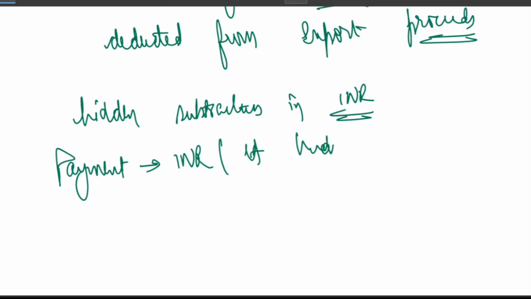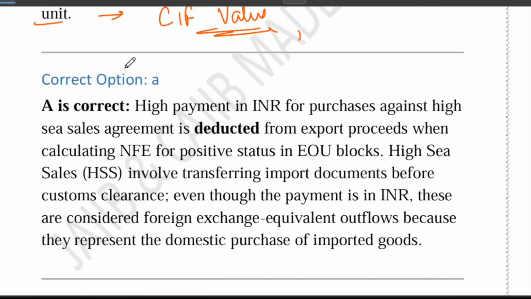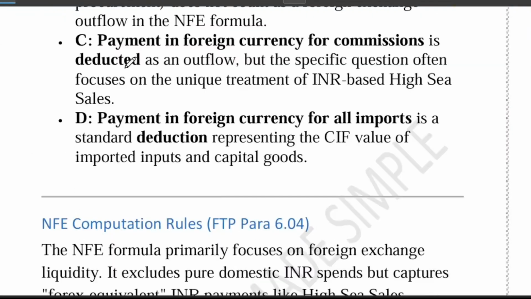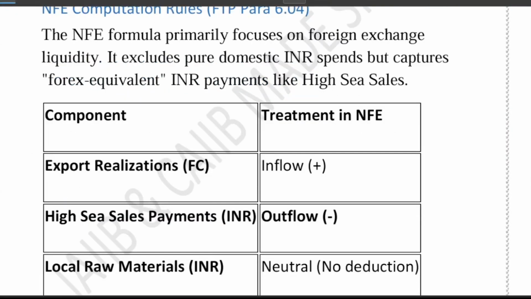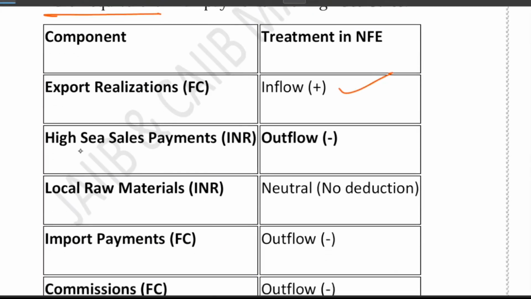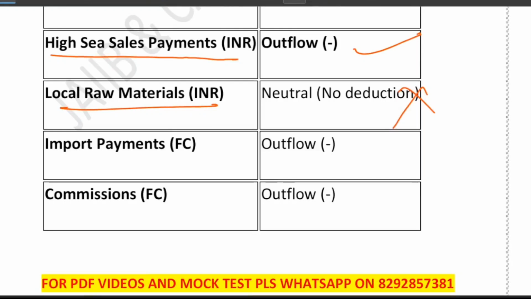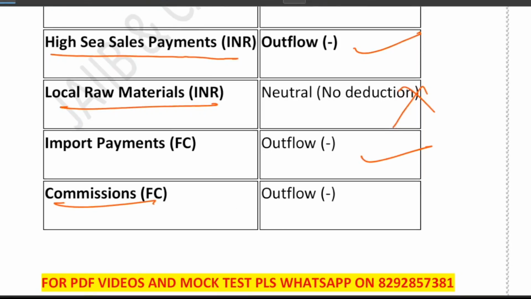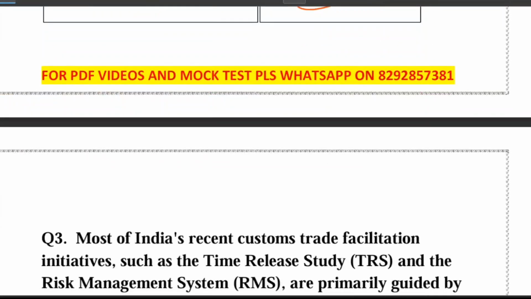So subtract it. What we have discussed so far, please understand, whenever a question asks you about NFE, the logic is the same. The NFE formula primarily focuses on foreign exchange liquidity. It excludes pure domestic INR spend, but captures forex equivalent. If there is any export realization, you add. If there is a high sea sale payment, you subtract. Local raw material, no deduction. Import payment is an outflow. Commission is an outflow, that has to be deducted. Right.